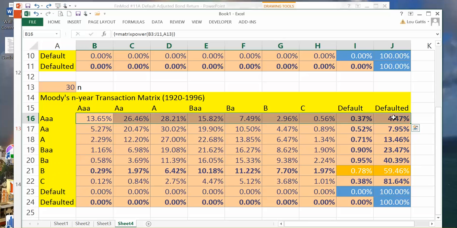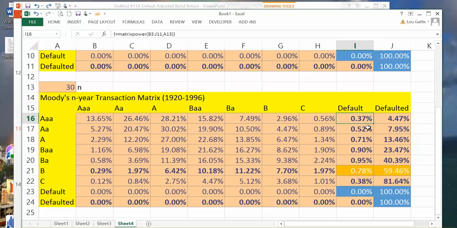Specifically, there's a 37 basis point chance it defaults in year 30, and 4.47% it defaults in years 1 through 29. And you can see a 30-year C-rated bond, 81.64% plus 0.38% chance it defaults in years 1 through 30. So this is a handy little function to multiply a matrix n times.